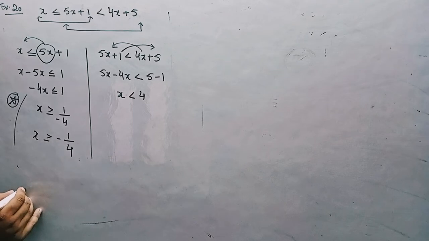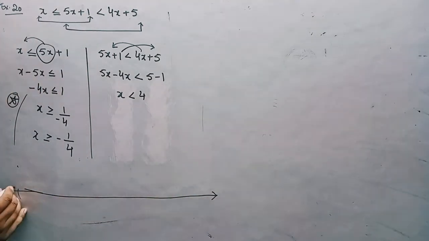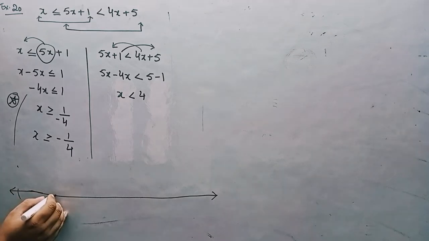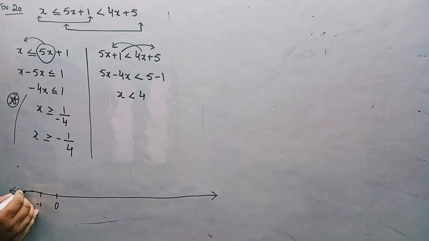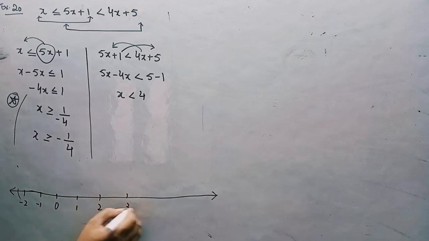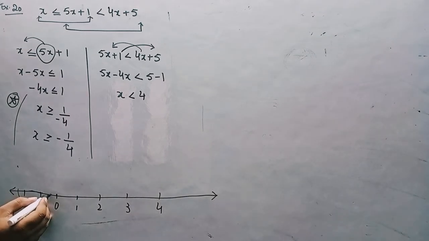I will draw here the number line. यहाँ पे मैं number line बना रहा हूँ. So कौन सा मेरे को lowest number है? That's -1 by 4. I will write here 0, -1, -2, 1, 2, 3, 4. अब देखना मुझे -1 by 4 कहाँ पे आ जाएगा. -1 by 4 यहाँ पे मुझे आ जाएगा.